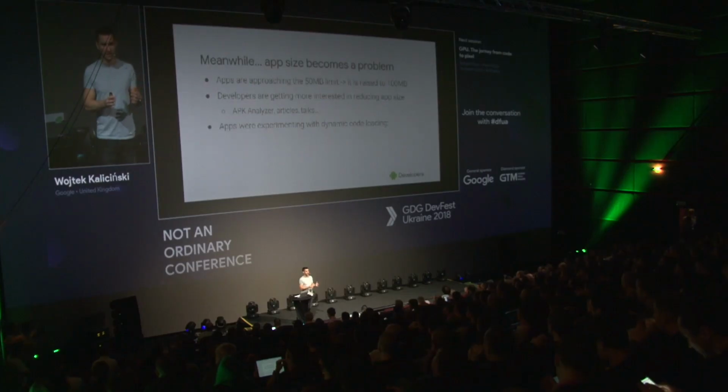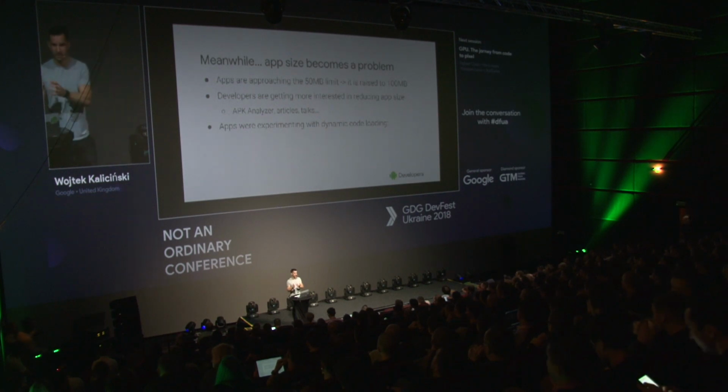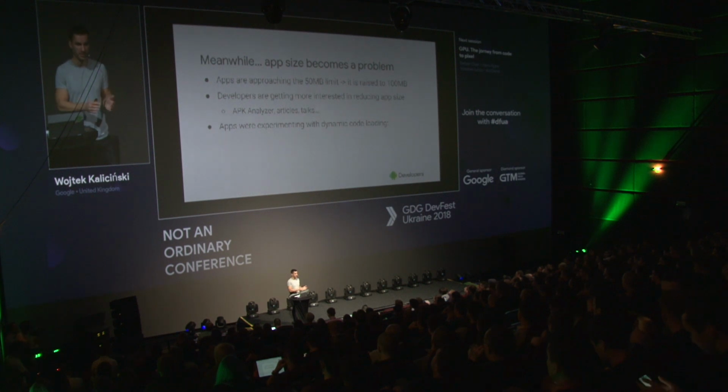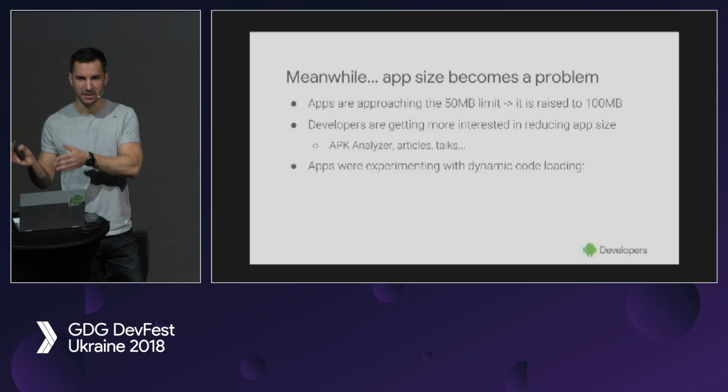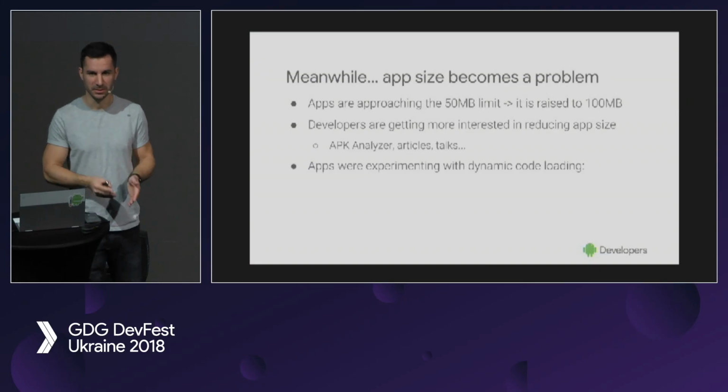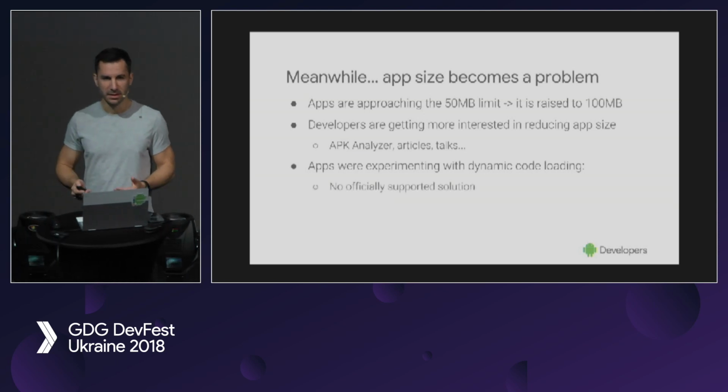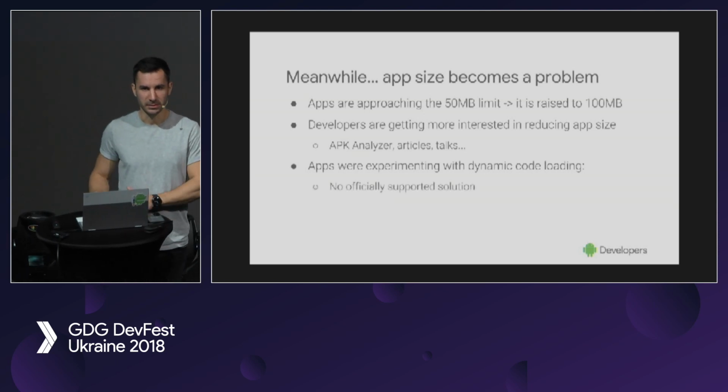Not just us, but also external developers at conferences and so on. And also, we found that apps were experimenting with dynamic code loading. So imagine you have an app that's approaching this 100 meg limit, and you still want to add one great feature. So they thought, OK, well, we will not put it in the APK. We will just put it on our servers and then download the code dynamically when the user runs it. The problem is, we never offered a supported solution for this.